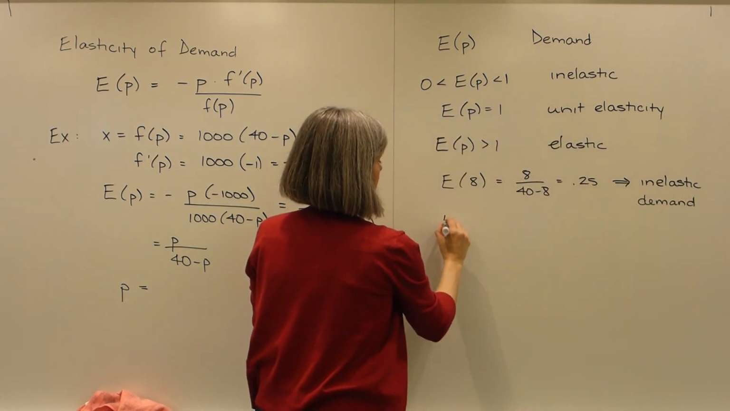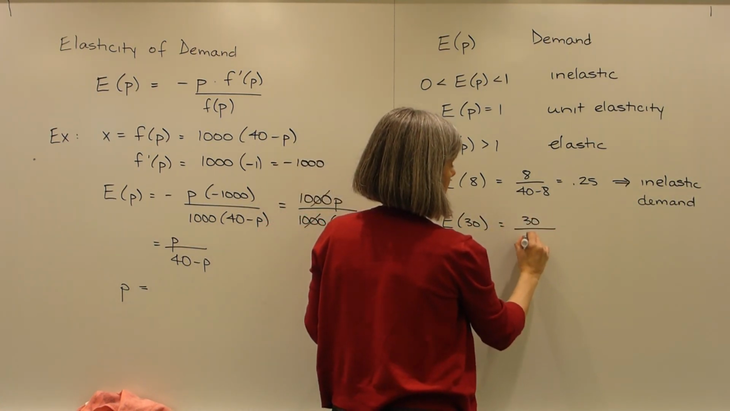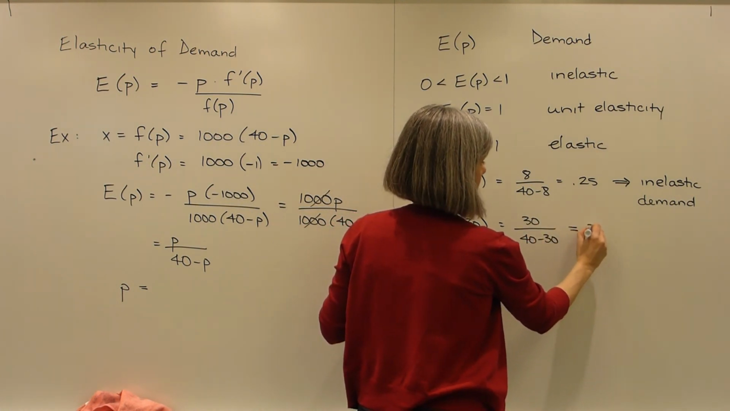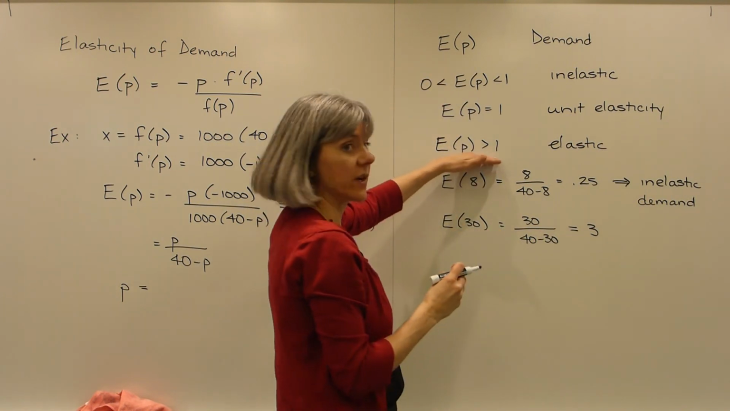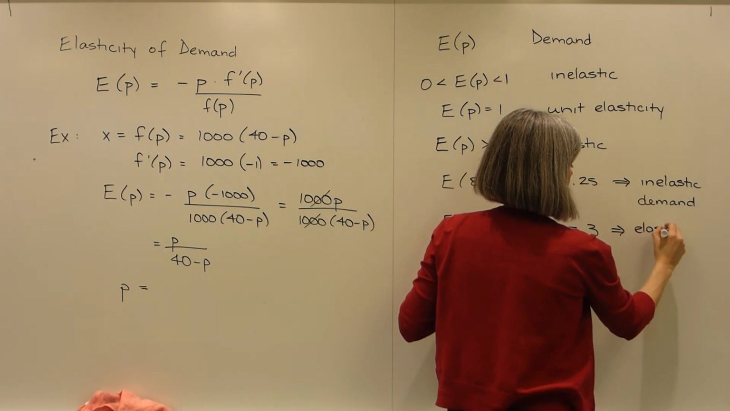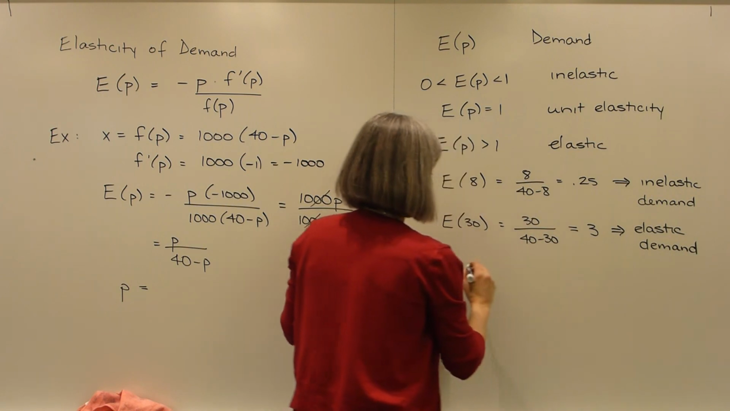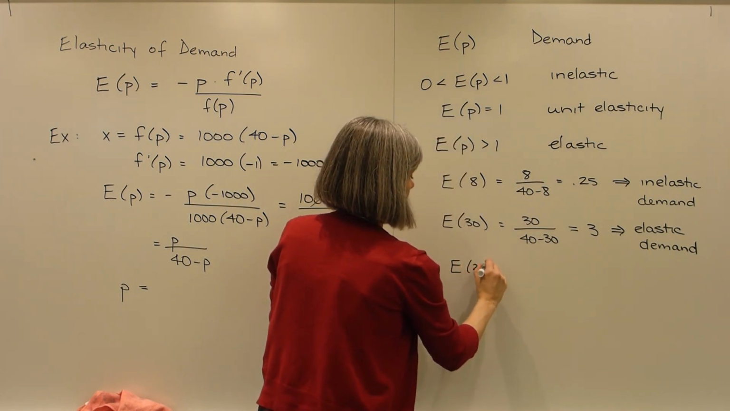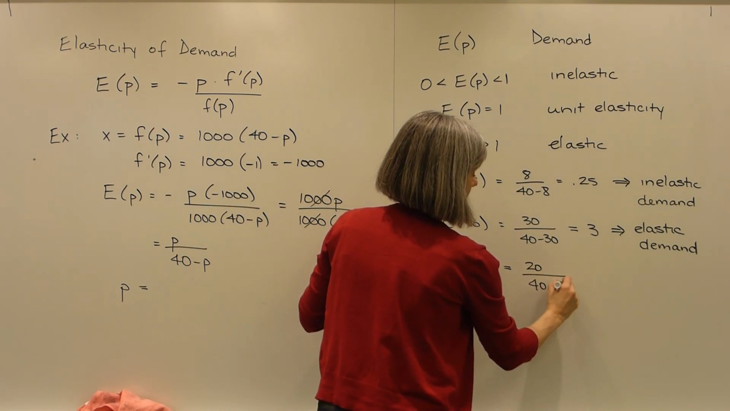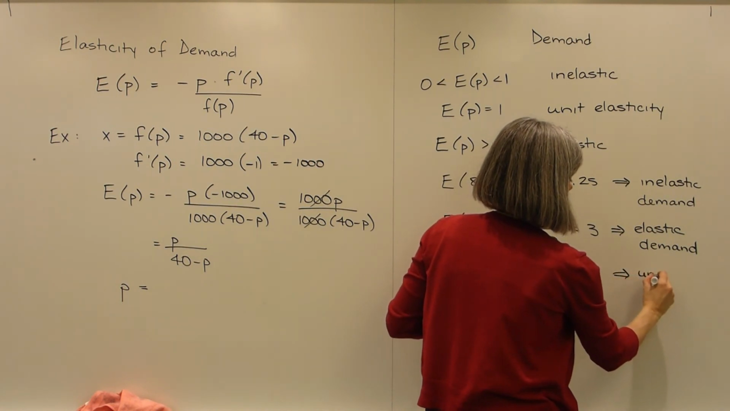All right, let's try E of 30. That would be 30 over 40 minus 30. 30 over 10, yes, 3. Where does that fall? That falls here, greater than 1. So we say that this is elastic demand. And then lastly, E of 20 would be 20 over 40 minus 20. 20 over 20 is 1. Clearly, unit elasticity.